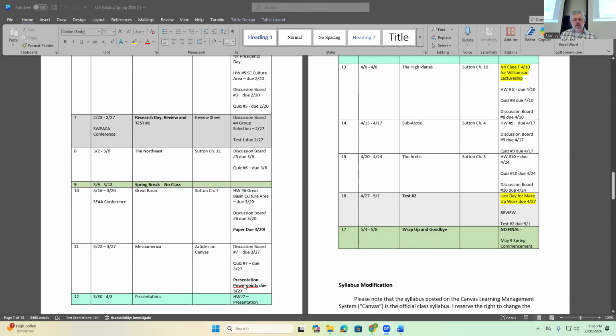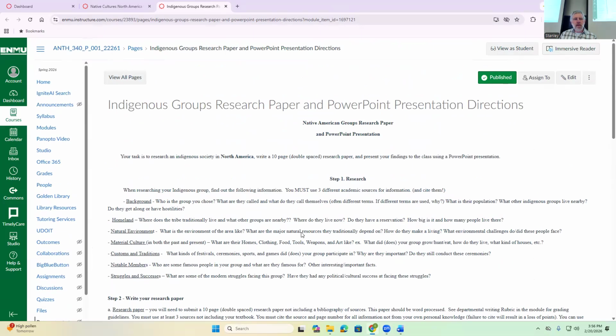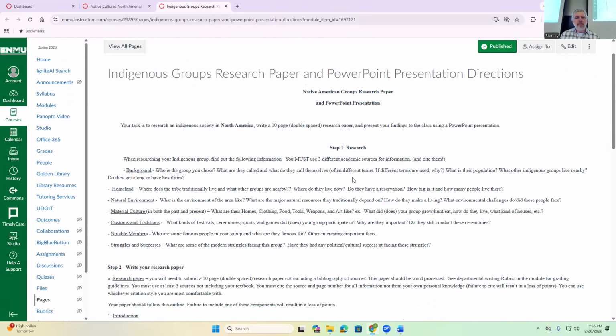So we're going to switch over now to the specifics of the topic. You can find what I'm going to be looking for in this paper in the module for this week, under the tab for Indigenous Groups Research Paper and PowerPoint Directions. This is what we're going to be doing.